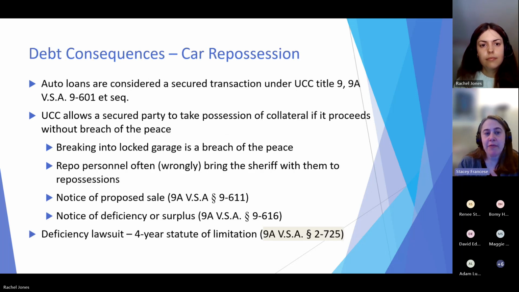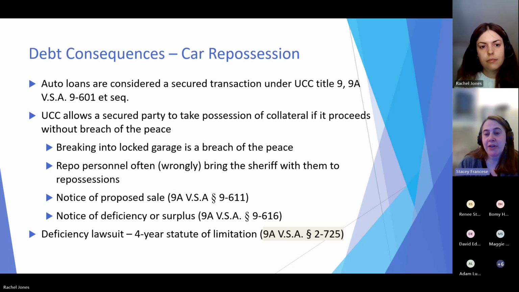So now we'll switch and just talk about repossession briefly. So auto loans are considered secured transactions under the UCC. And so in practice, this means that if you fall behind on your car payment, whoever holds that loan can come and take possession of your vehicle without having to go to court first. The one caveat with that is that they can't breach the peace in the process of taking the vehicle. So if you're keeping your car in a locked garage, they can't come and break into your garage and take it. But if your car is just parked on the street, they can just come and repossess it if you are behind on that loan without going to court and without really telling you that they're going to do it.